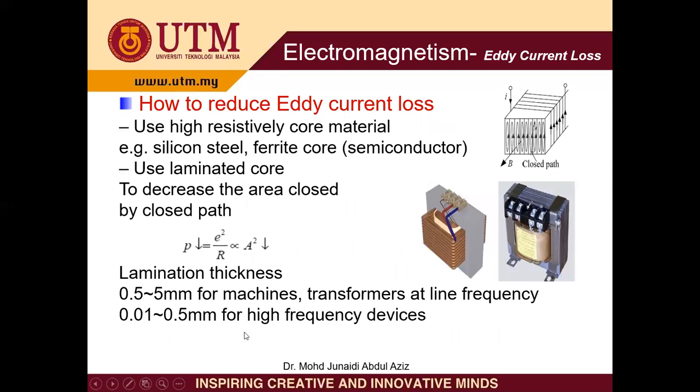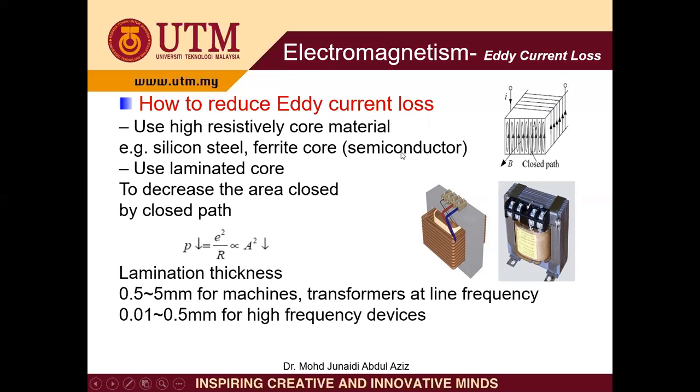So how to reduce the eddy current is actually, the first one is to use a highly resistive core material, for example, silicon steel or ferrite core, to resist what we call the production of the internal current inside the material. The second one is to use a laminated core.